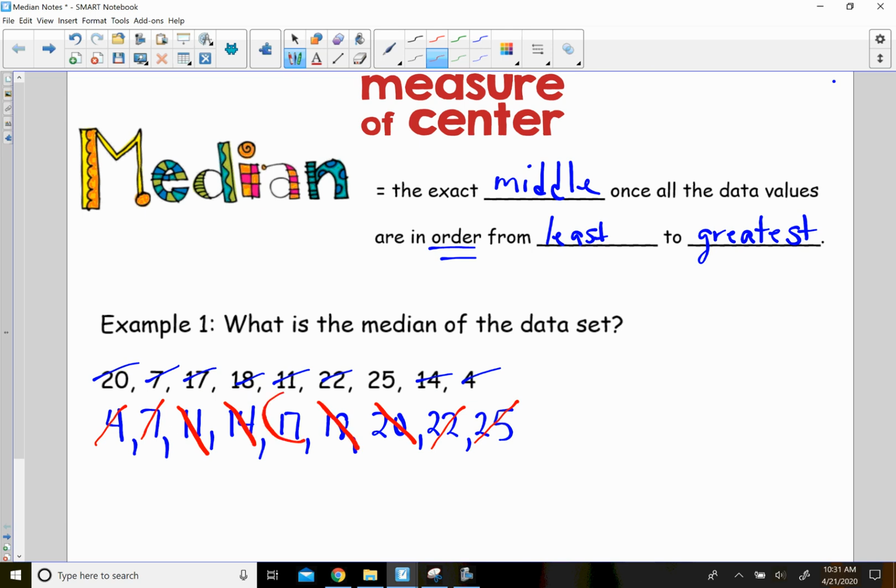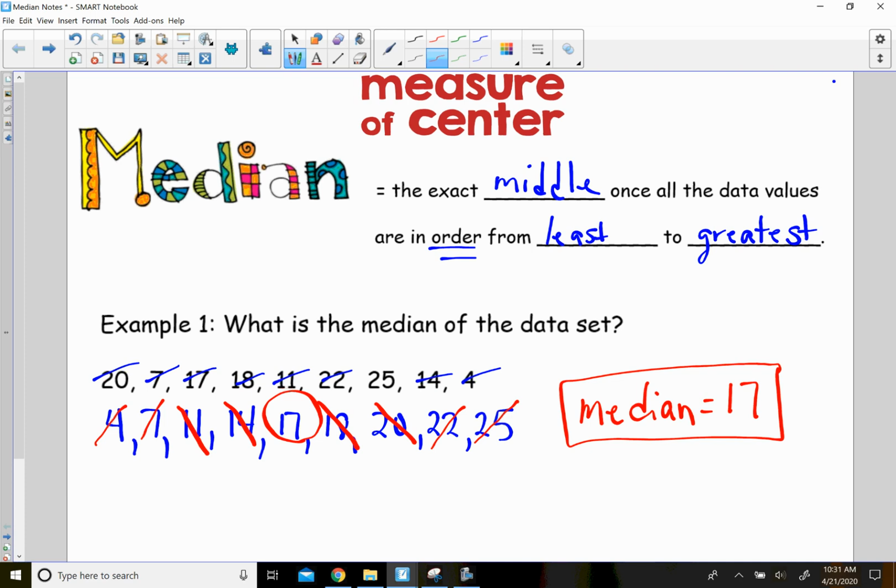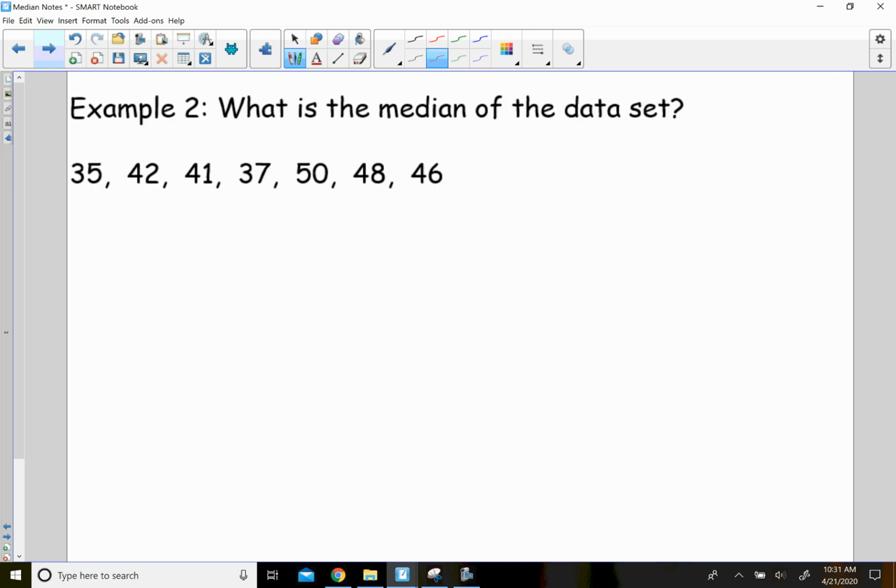Hey, look what's left in the middle. There's your median. Once the numbers are in order from least to greatest, it's the exact middle. That's the median, which equals 17. Okay. So let's try that with another data set here.